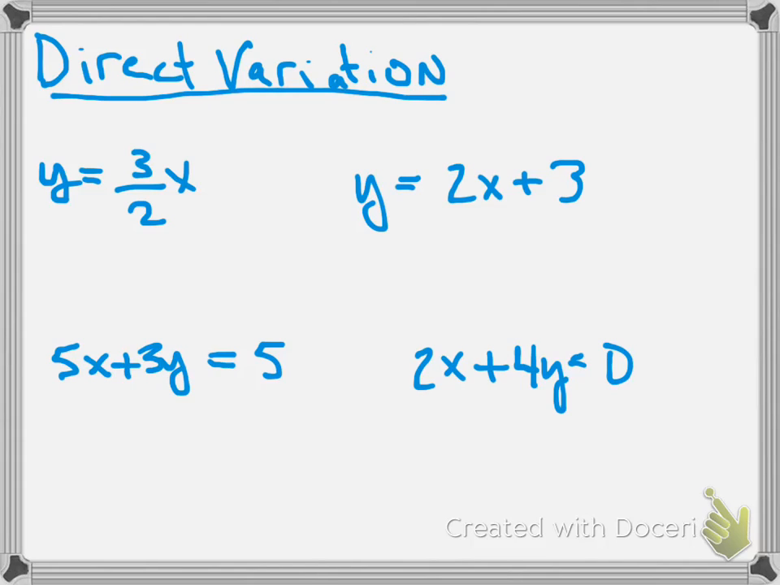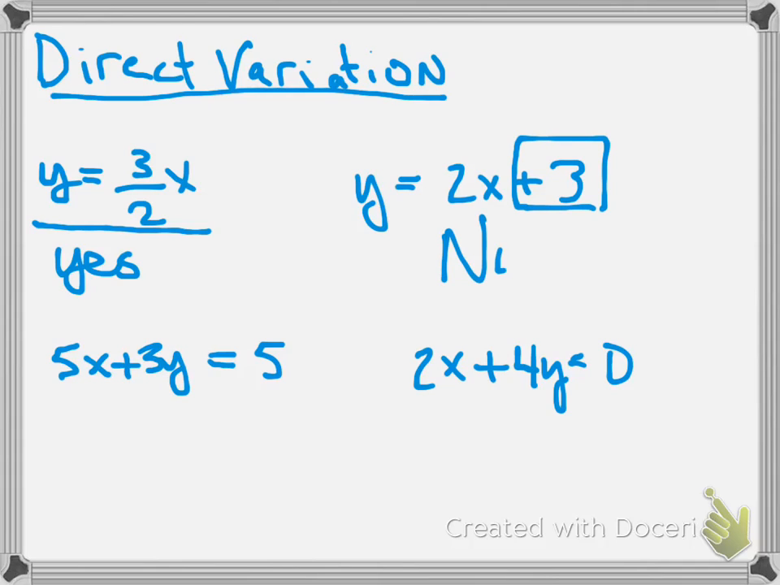Basically, again, you're looking for, say, y equals k times x, which is saying that you're just looking for some number in front of the x but no numbers after the x. So like this equation right here is a yes. It is in the form of y equals k times x. So this is a direct variation. But this one, because of this plus 3, is a no. It's not a direct variation.